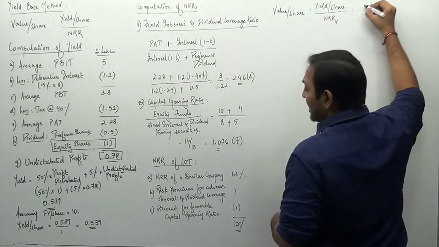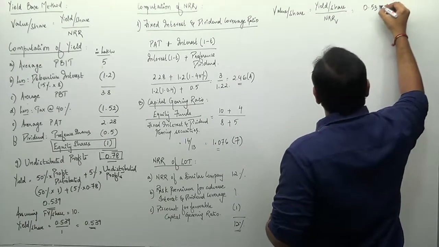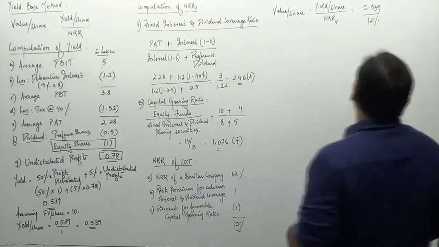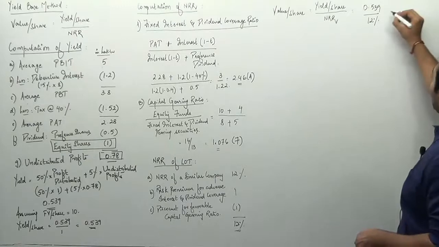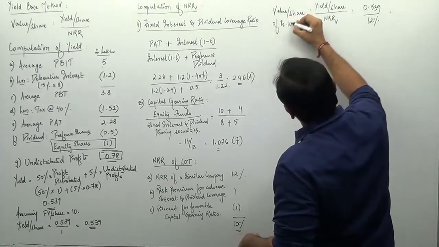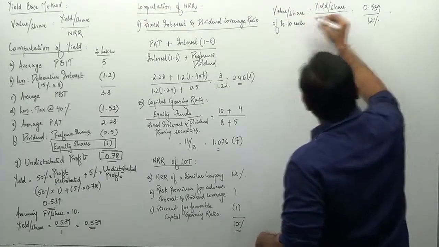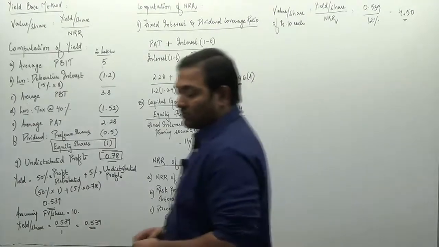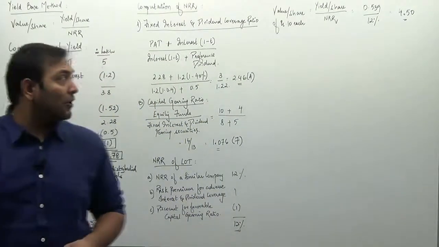Complete. Yield per share 0.539. NRR divided by 12% into 100 by 12. So value per share of rupees 10 each. So each 10 rupee share has a value of how much? 4.5. That is the value of a 10 rupee share.